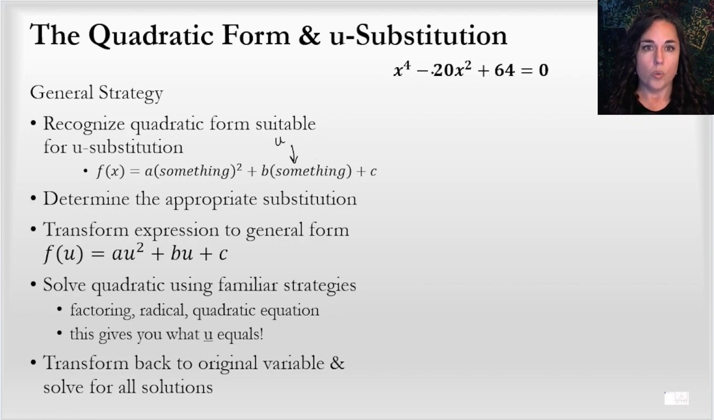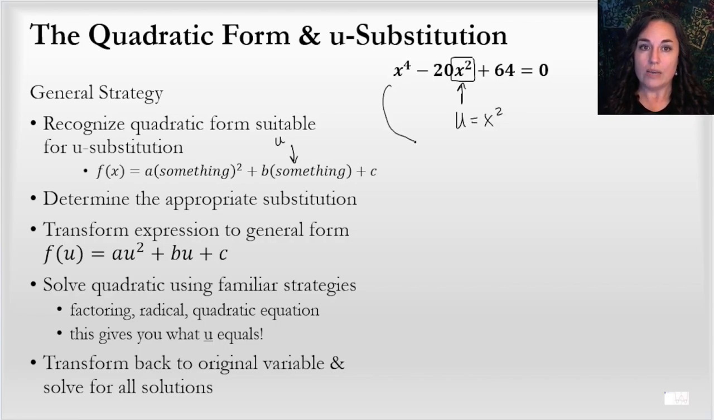Okay, so with this example, I have x to the 4th minus 20x squared plus 64. My suggestion is we look at this overall: I have something to the fourth, the squared, and then the 0th power. This will be your u substitution.